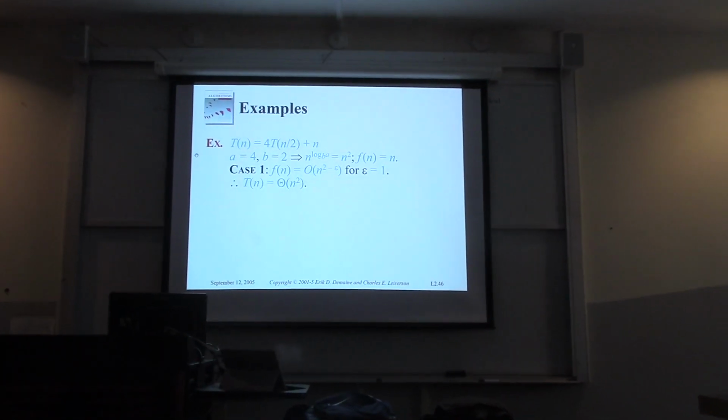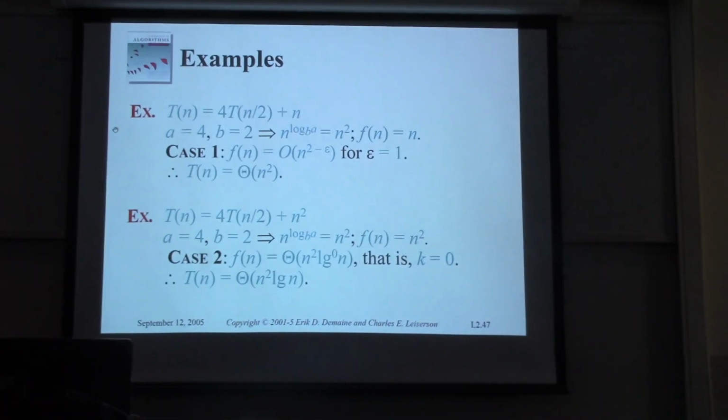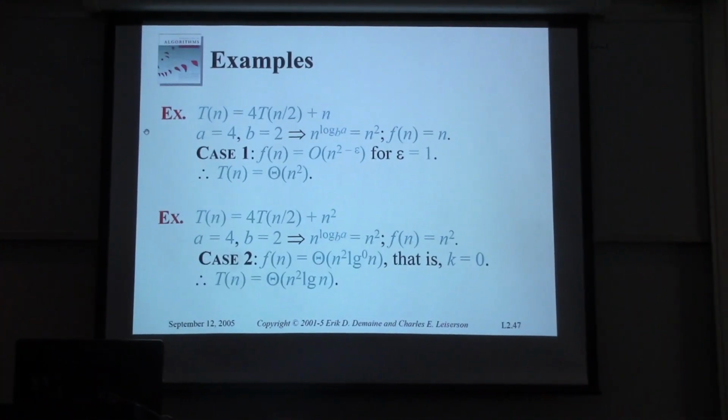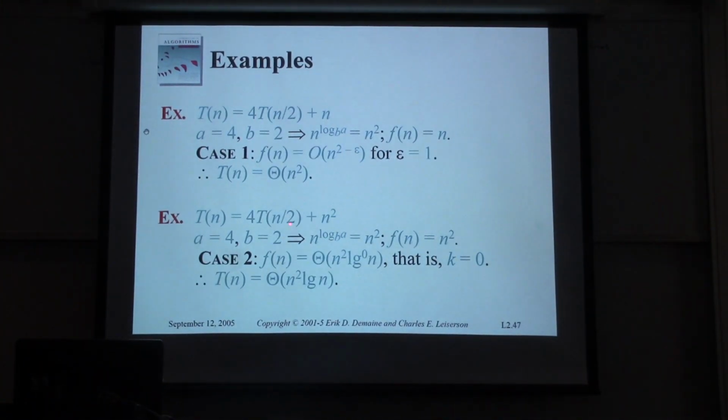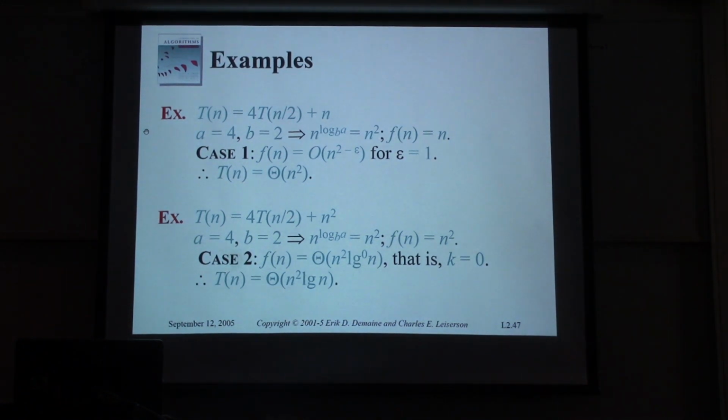Okay, so we'll explain that in a second. So let's look at this other example here. So notice that our A is still 4, our B is still 2, but what has changed? Actual work. F of n is now equal to n squared. Okay, so what difference does it make? The difference is that when we compare them, we still get n squared for n to the log base b of a, but we also get n squared for f of n.